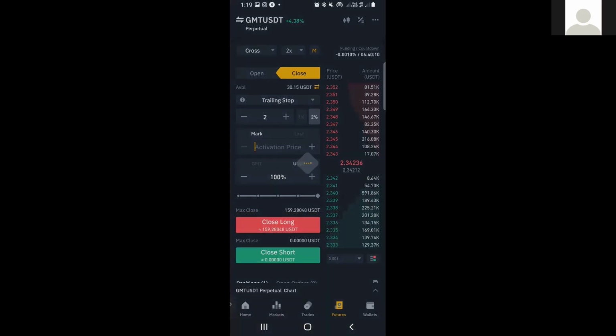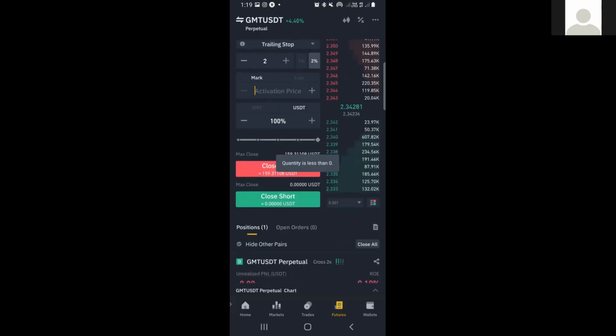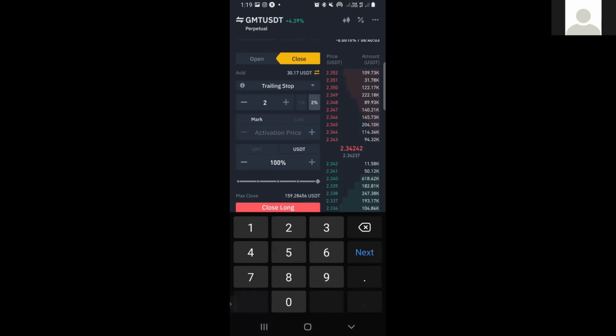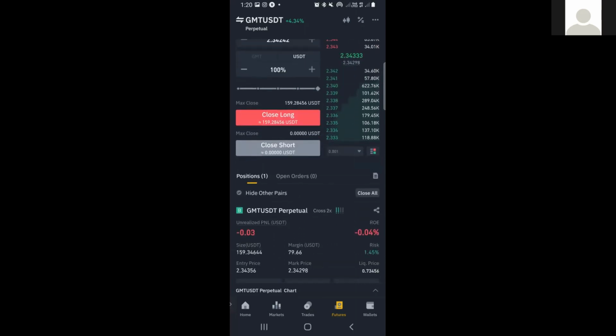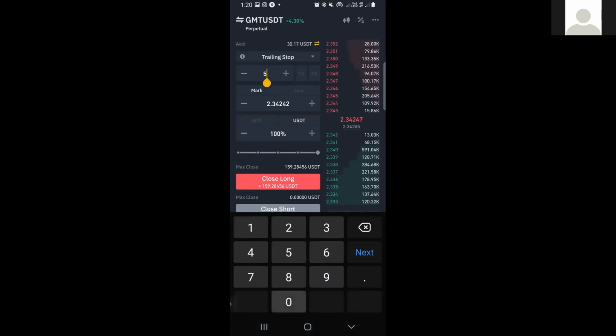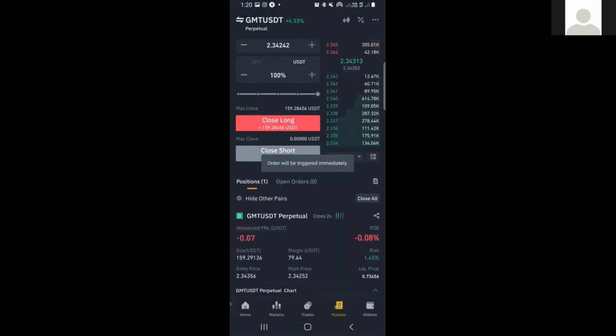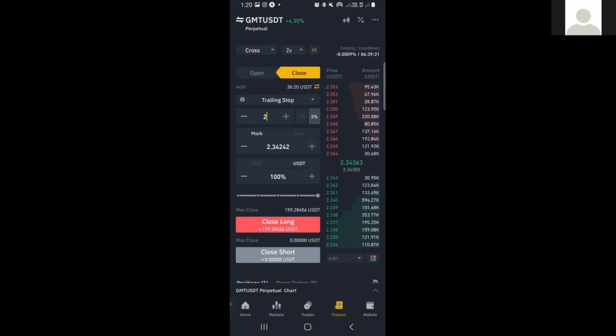So we can actually place a close trade now. Here now it's trying to tell us that the quantity is less than the activation. We could enter something like this, 100. Let's enter like 10%. Usually, I think it's a maximum of 5%. And then the order will be triggered immediately. Okay, 5.0, let's see. It's telling me the order will be triggered immediately. I don't care. It's none of your business.